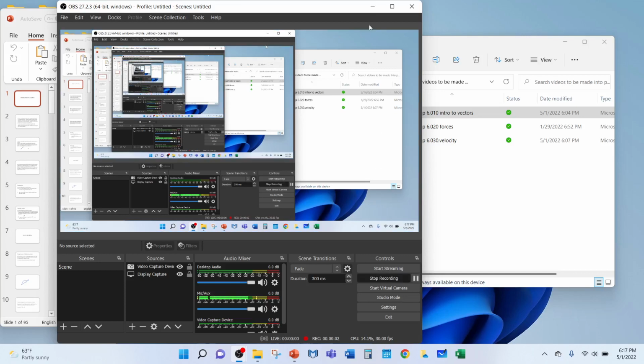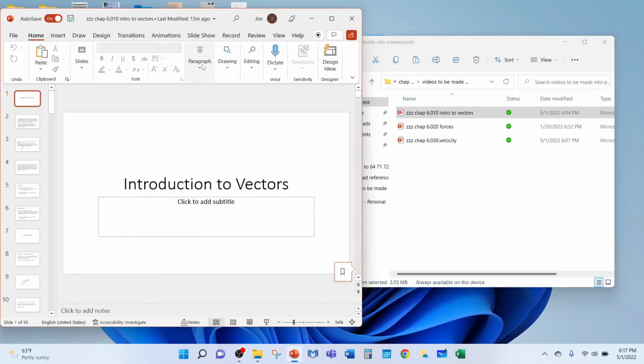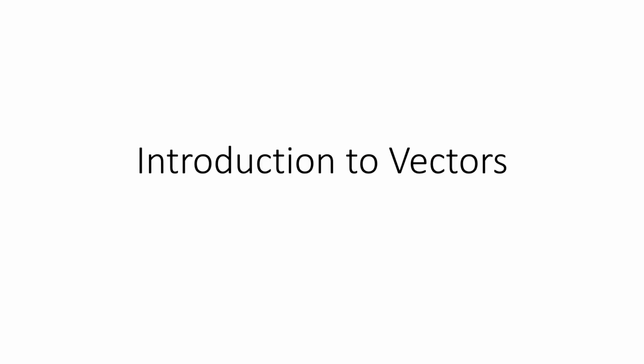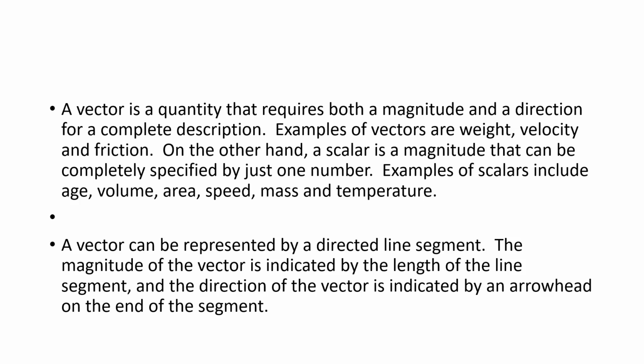In this video, we're going to talk about an introduction to vectors. A vector is a quantity that requires both magnitude and direction for a complete description. Examples of vectors are weight, velocity, and friction.